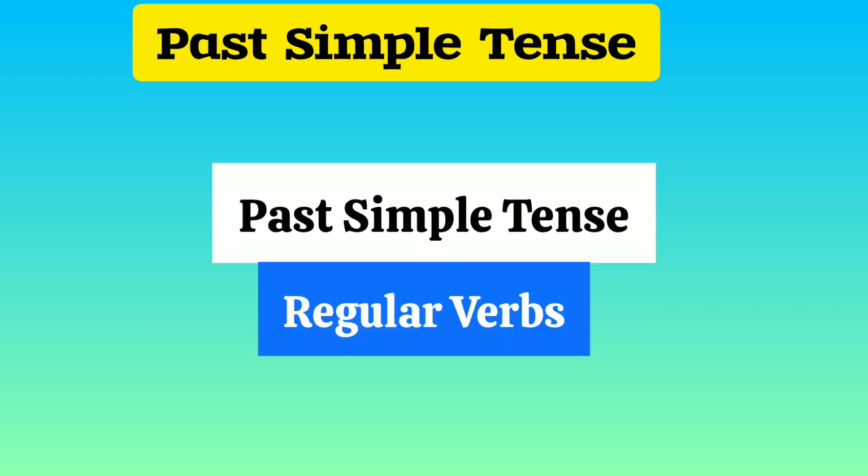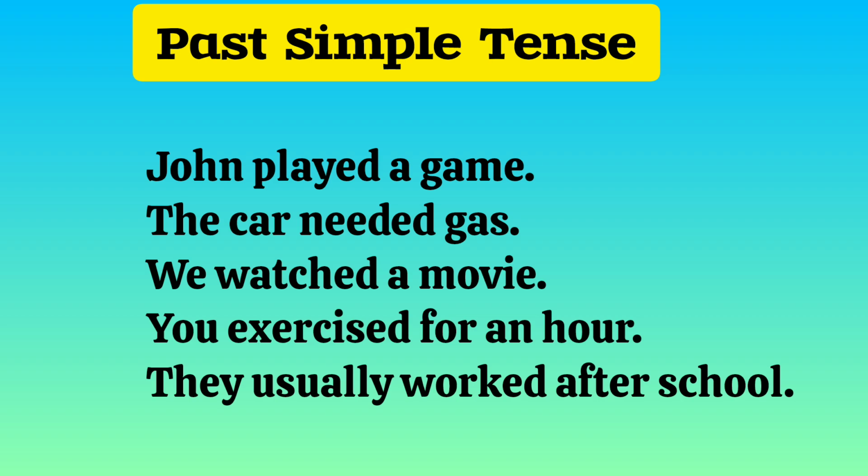Now I will talk about regular verbs in the past simple tense. Take a look here at these examples. John played a game. John is he, and in the past tense, it doesn't matter whether the subject is he, she, or it, but ed or d has to be added at the end of the verb, whether the pronoun is he, she, it, or plural or singular.